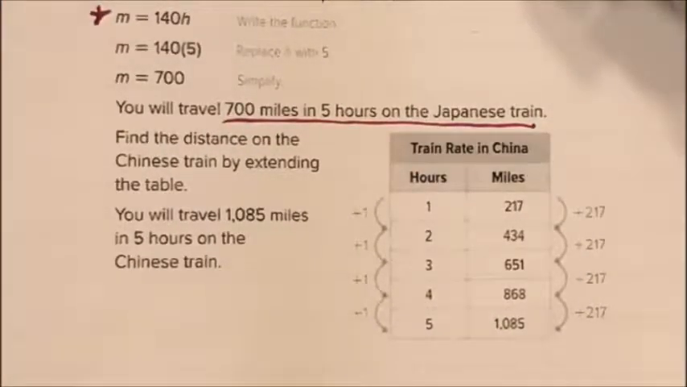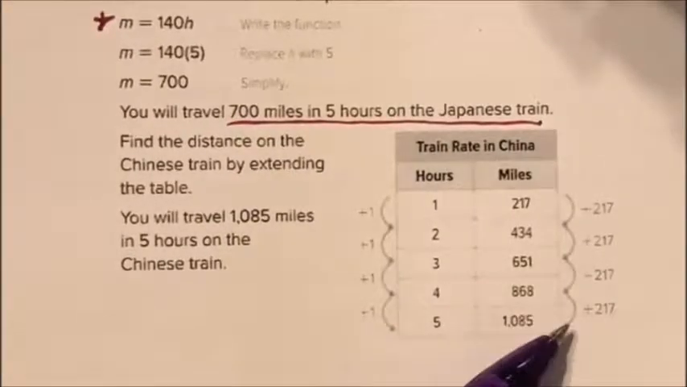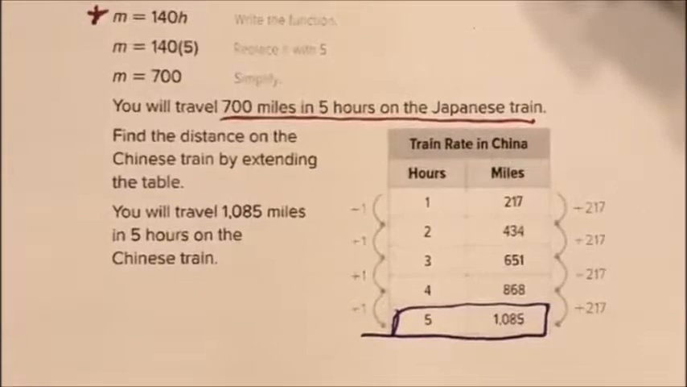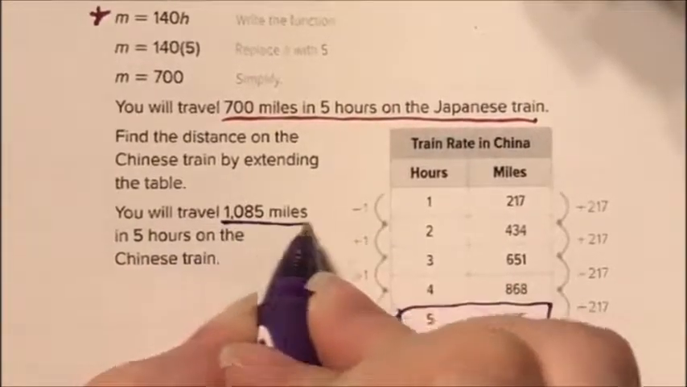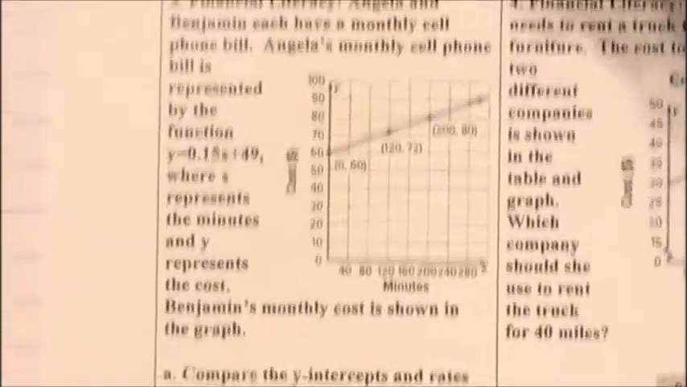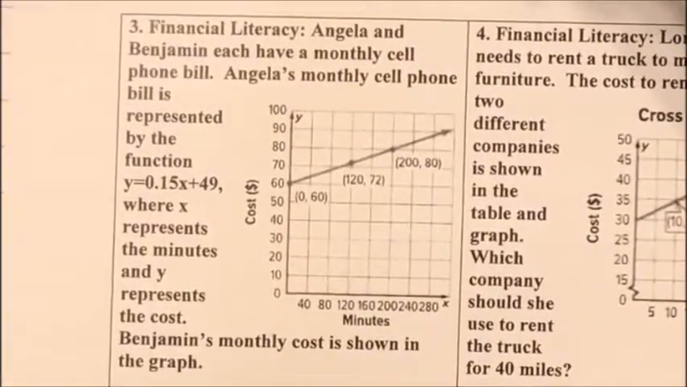And then I can find the distance on the Chinese train by extending the table. So if I go up by 217 each time, here's my Chinese train. So you will travel 1,085 miles in 5 hours on the Chinese train. Problem number 3. Financial literacy. Angela and Benjamin each have a monthly cell phone bill.